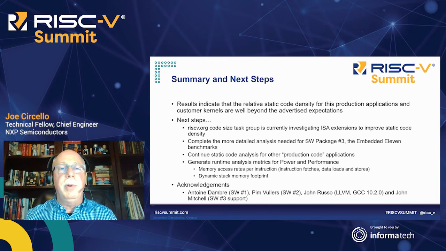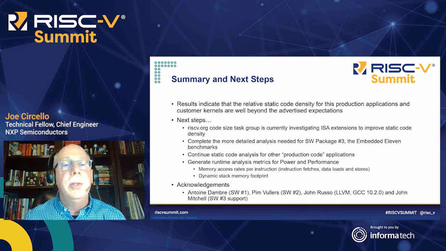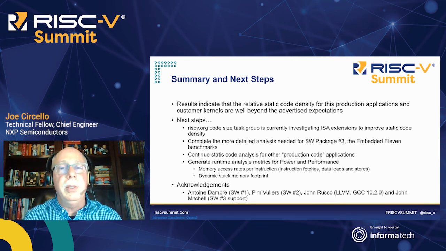Okay, in terms of summary and next steps, exactly what conclusions can we draw from this work to this point? So basically, we're seeing that at least on some of the workloads that we're measuring, the relative static code density for these production applications and customer kernels seems to be well beyond the advertised expectations. In terms of next steps, I've already mentioned the RISC-V.org code size task group that's currently investigating ISA extensions to make improvements in this area.